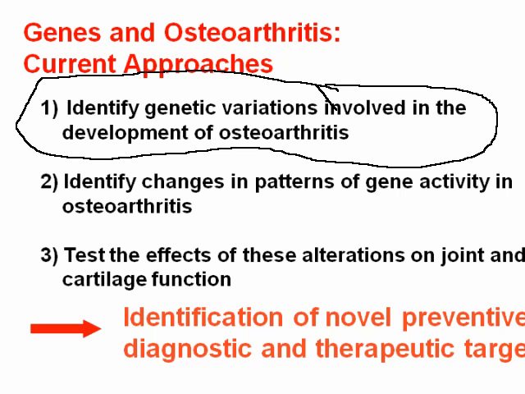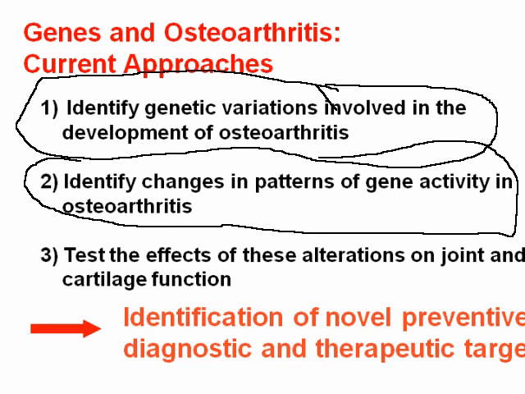The second big area that we're working on is to identify the changes in patterns of gene activity in osteoarthritis. As I told you, for example, those protease genes, those genes involved in the catabolic functions, they often become more active in osteoarthritis. But we haven't identified all of those changes. We have to find more of them to figure out what is going on. Where can we get a handle on, for example, for improved therapy?